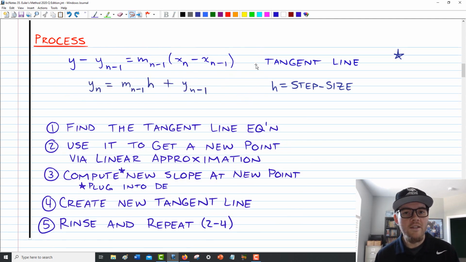All we're doing is finding tangent lines, plugging into them to get new points, creating new tangent lines for those points, plugging into those tangent lines. We're just doing the same thing over and over again. So that is, in essence, Euler's method.